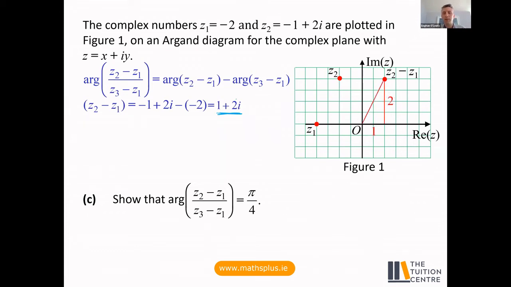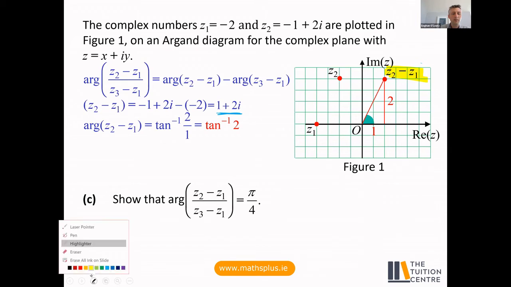So here it is. I plotted it here. This is my z2 minus z1 over here. Let me get a highlighter. z2 minus z1 here. Now, when I'm talking about the argument of it, typically you call the angle theta. So I can say this is theta here.